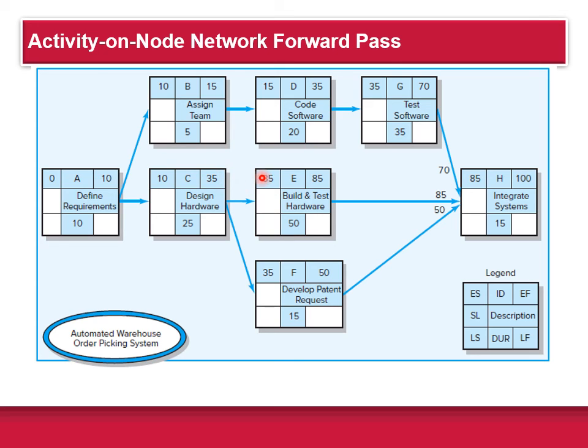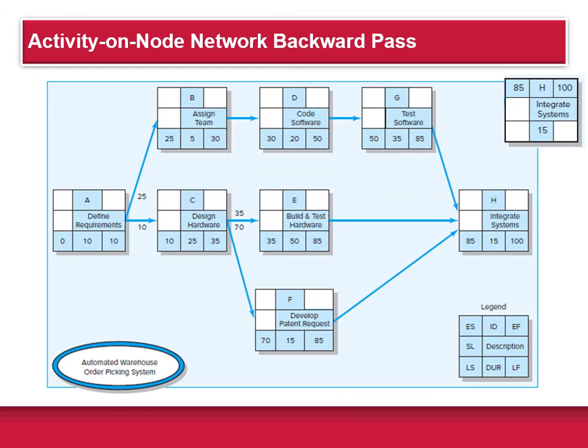So let's talk about what's known as the backward path now. Once we've completed the forward path, the next step to finish the project network is to complete what's known as the backward pass. Before the backward pass can be completed, the late finish for the last activity has to be determined.